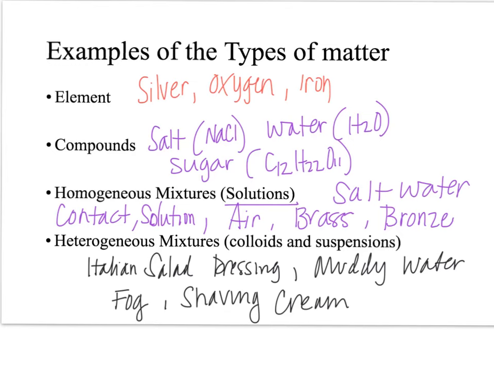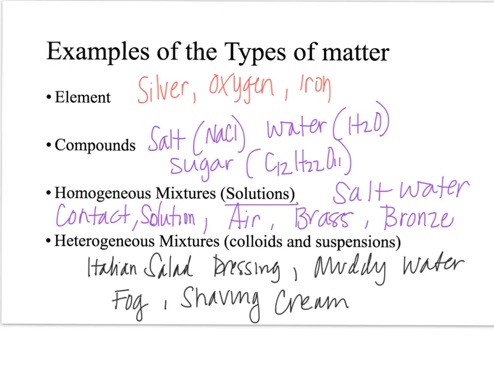So here we have some examples of the types of matter. You need to make sure you understand how to classify matter and know whether it's an element, compound, homogeneous mixture, which we called solutions, or a heterogeneous mixture, which could consist of colloids and suspensions. So I've listed a few here just so you can kind of notice. Remember, if it's an element, it's going to be found on the periodic table. If it's not on the periodic table, it is not an element, so don't say that it is. Compounds do have a formula.